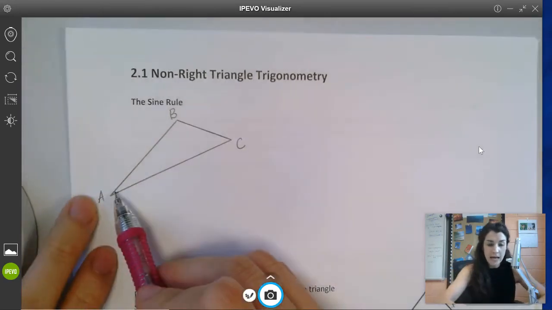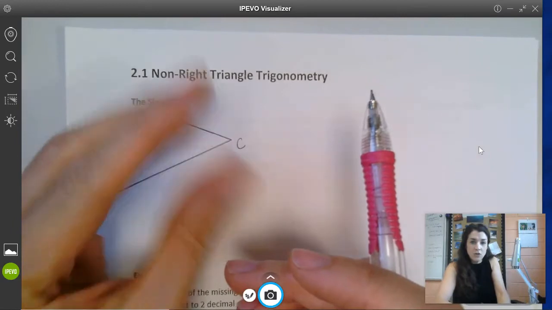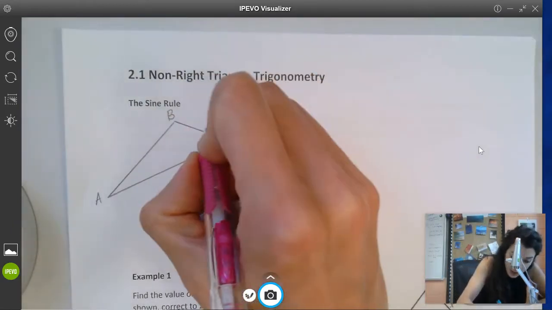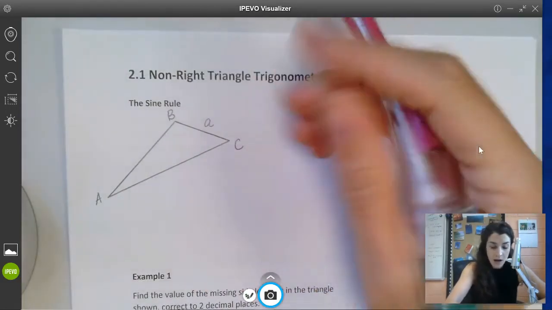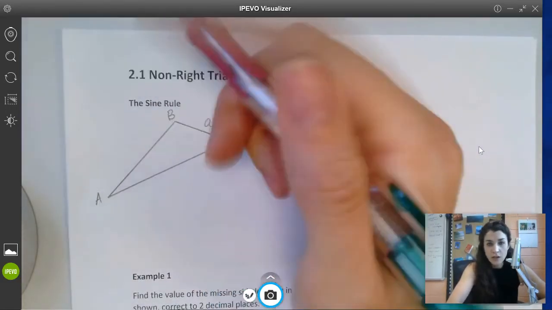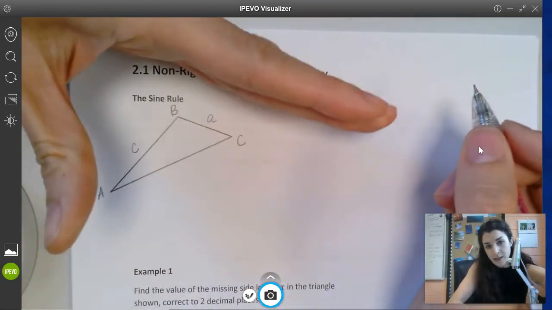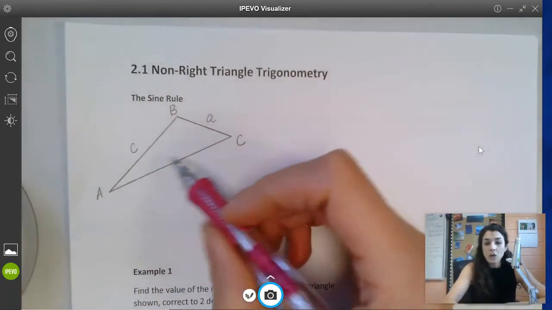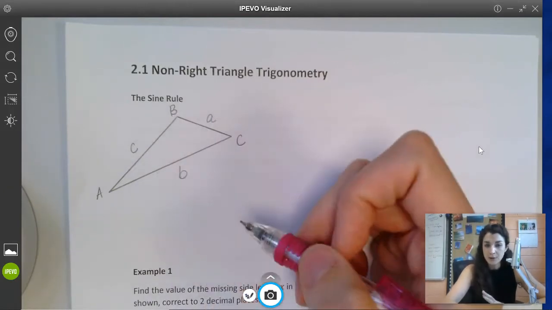For instance, the side length opposite of A, we can think of it as a spotlight, is going to be here. So that side length is lowercase a. C's opposite side length is going to be here. And then B's opposite side length is here. So all lowercase opposite side lengths of the uppercase angles.